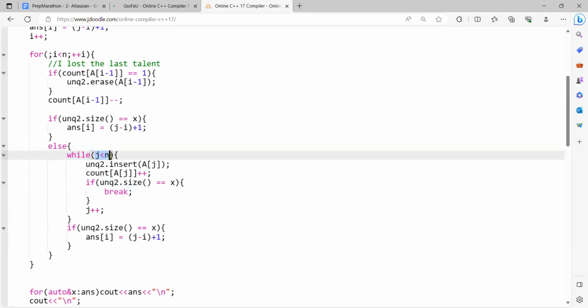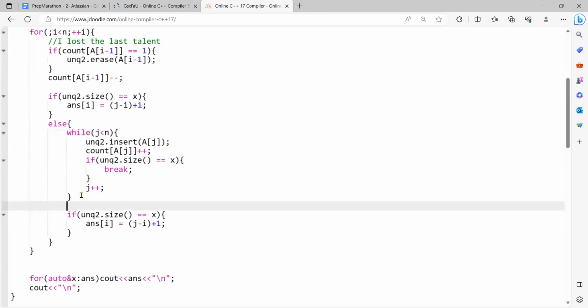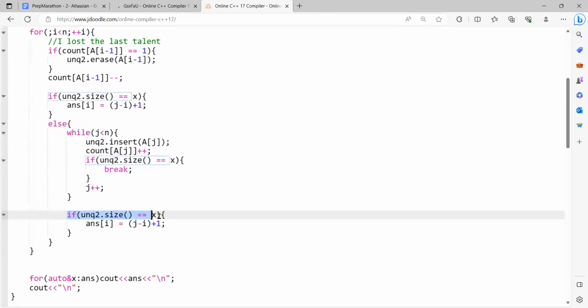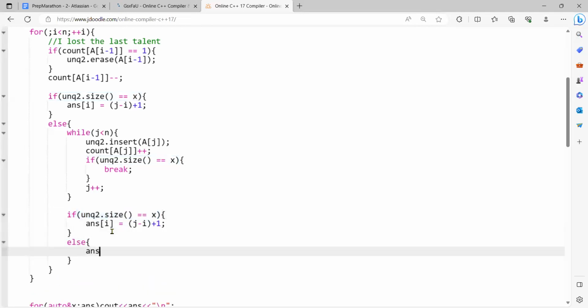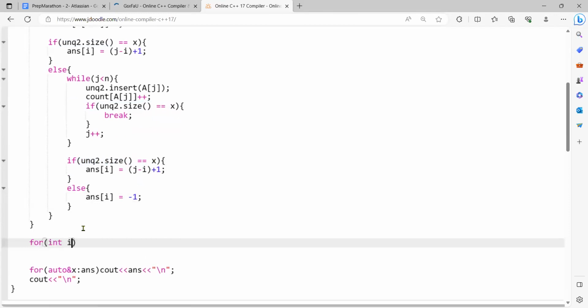You keep incrementing the talents. Now you have exhausted all the talents and you have not gotten all the unique talents. So that is also a condition you can come out of the loop. So you need to check if number of talent is equal to x or not. If it is equal to x, then you need to update. Else your answer of i is going to be minus 1. There is no way you are going to get that.